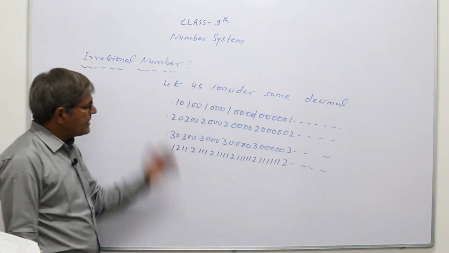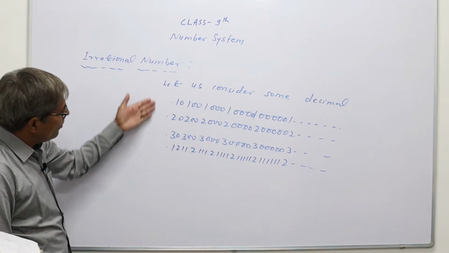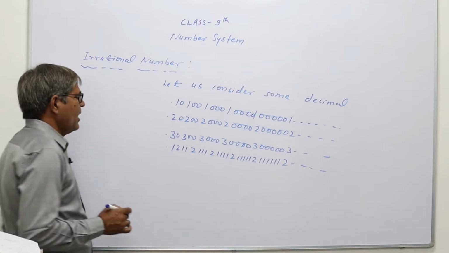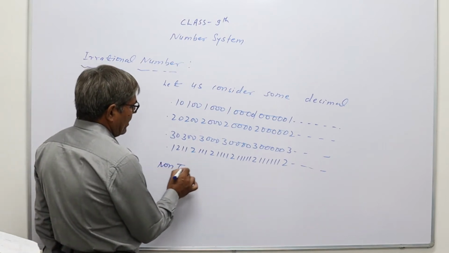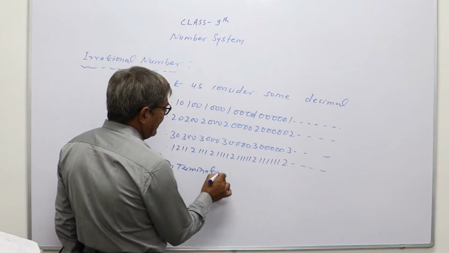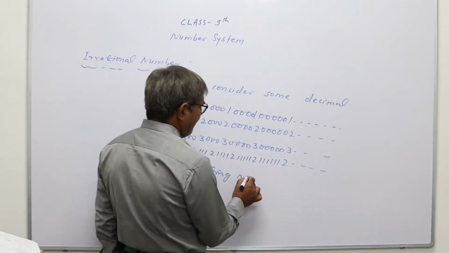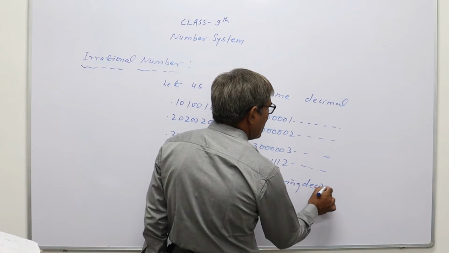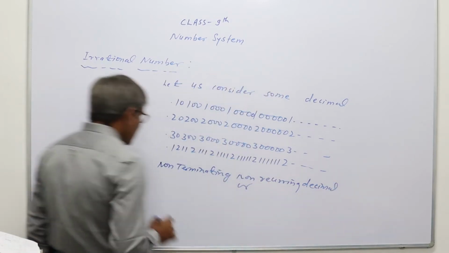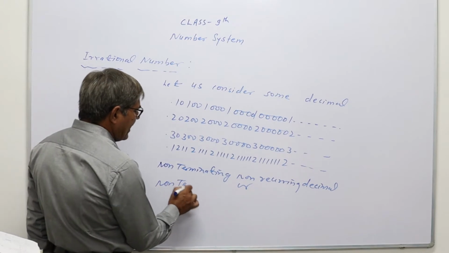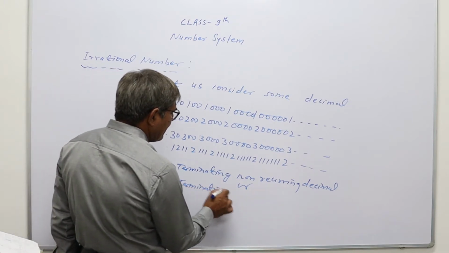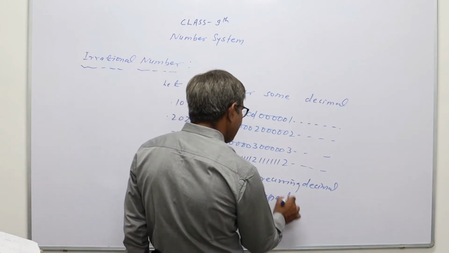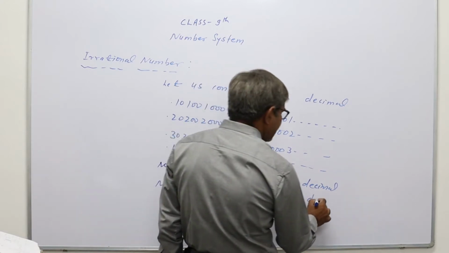So, by simple observation, these decimal numbers are non-terminating, non-recurring decimals, or these are also known as non-terminating, non-repeating decimals.